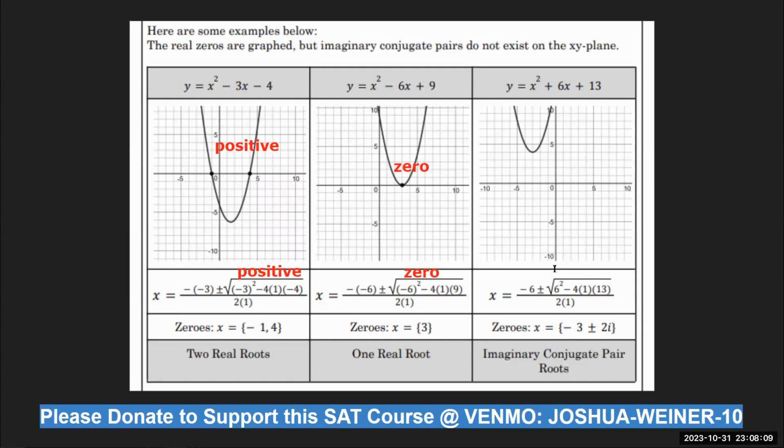And finally, here the discriminant is negative. If we look at the graph, there's no relationship to the x-axis. The whole locus of points of the parabola is hanging above in quadrants 1 and 2. And that's what happens when the discriminant is negative. Either the parabola is completely above the x-axis, or it's completely below. And here, if you actually calculate it, you see the zeros are at -3 plus or minus 2i, i being the square root of -1.